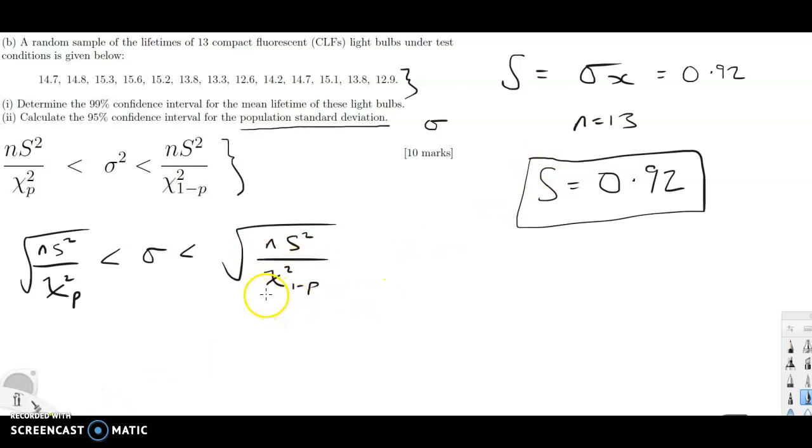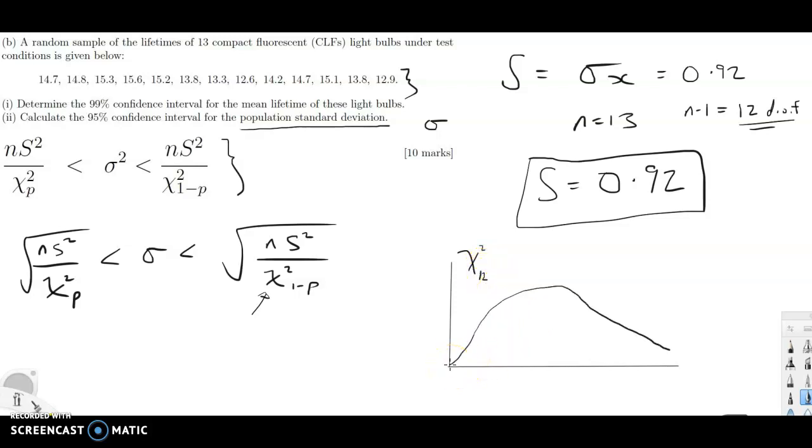Now we're going to be looking up the chi-square tables. That's the chi symbol there. So we're going to need degrees of freedom. Well, n minus 1 will be giving us our degrees of freedom. So that's going to be 13 minus 1 is 12. That'll be our degrees of freedom. We'll be using those when we're looking up the chi-square table. So now I'm going to do a rough sketch of the chi-square distribution with 12 degrees of freedom. And the chi-square goes something like this.